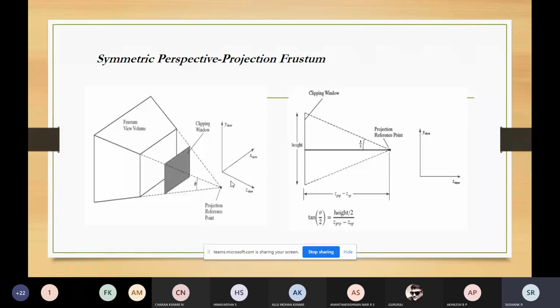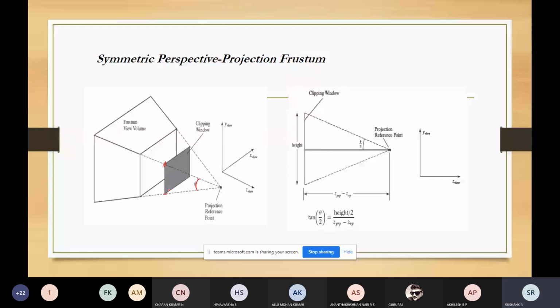You can specify the field of view angle as the angle between the top clipping plane and the bottom clipping plane for a frustum. You can see some theta here. What is this theta? It is the field of view angle, the angle between the top clipping plane and the bottom clipping plane, as given in this figure.